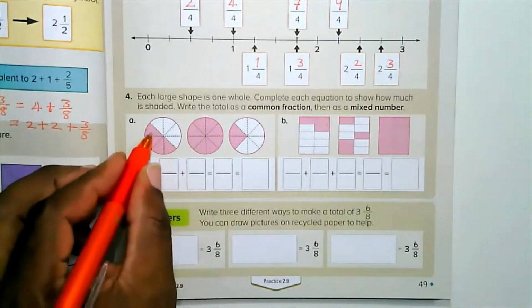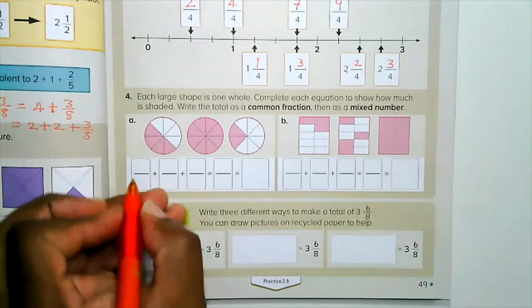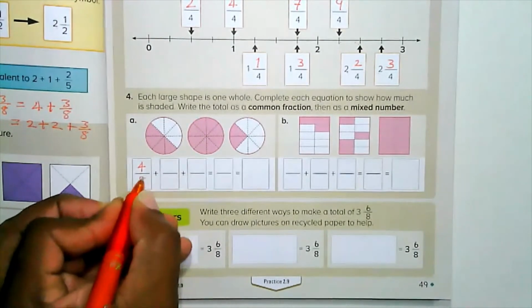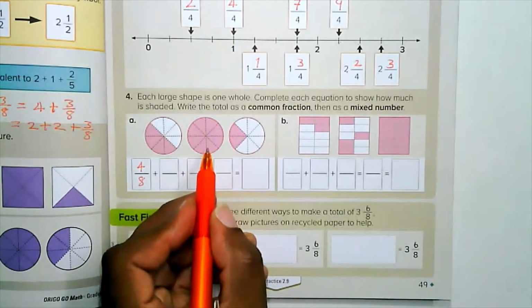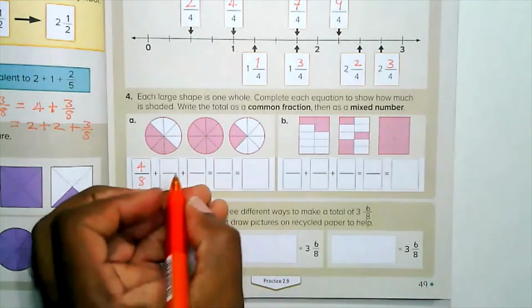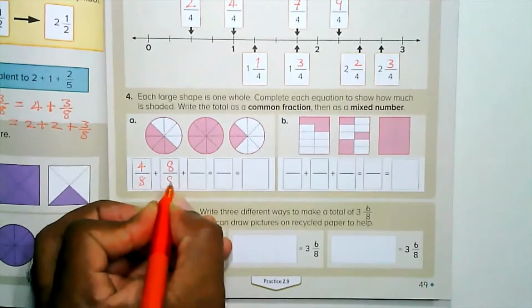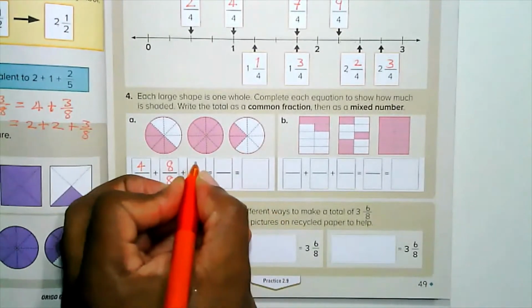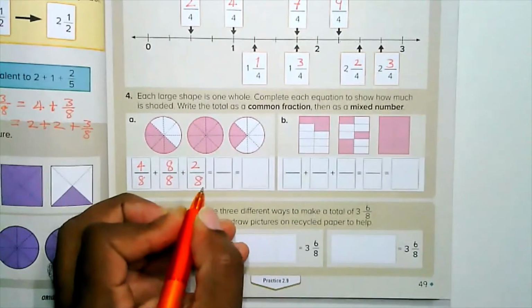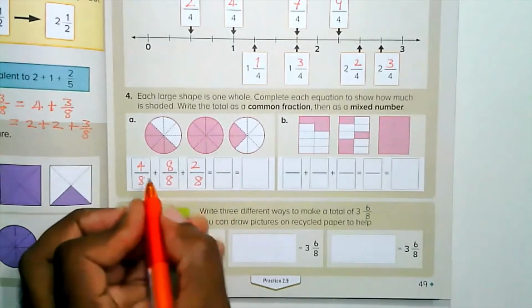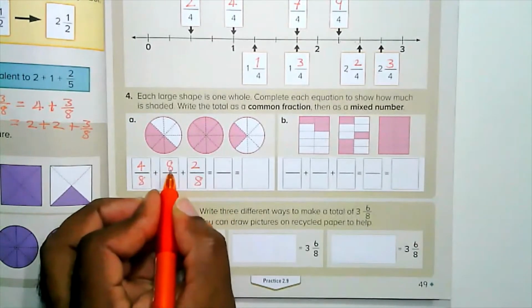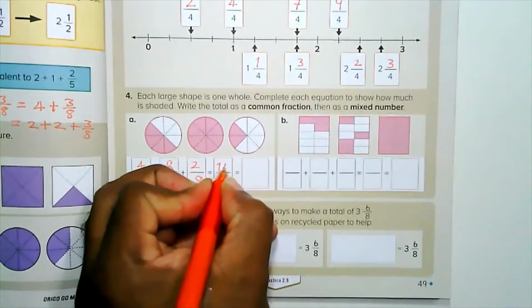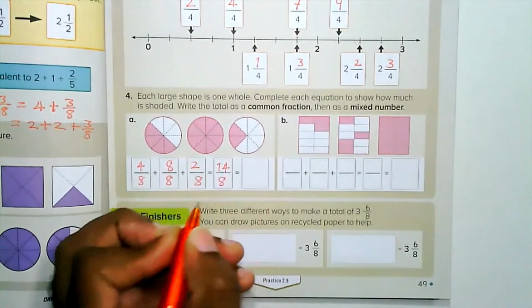So this will be 1, 2, 3, 4. 4 eighths. Then we have 8 of 8 plus 1, 2, 2 eighths, which will be equal to 4 plus 8, that is 12. 12 plus 2, 14. 14 eighths.